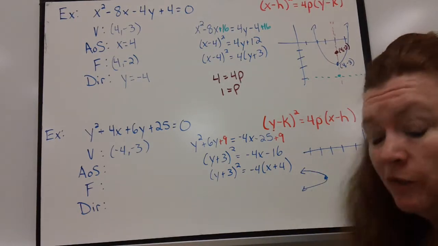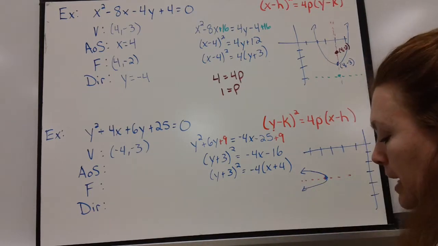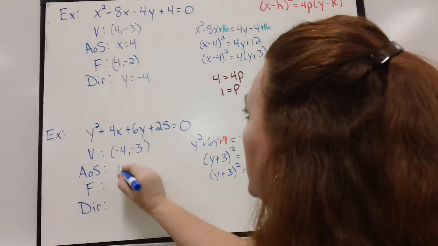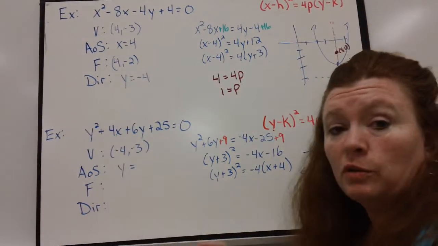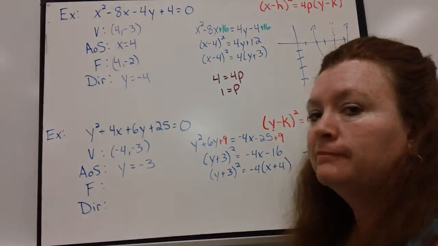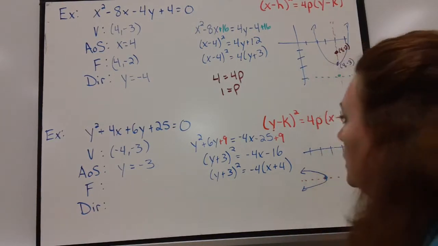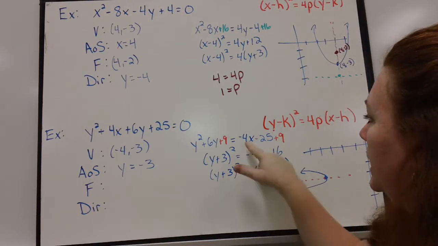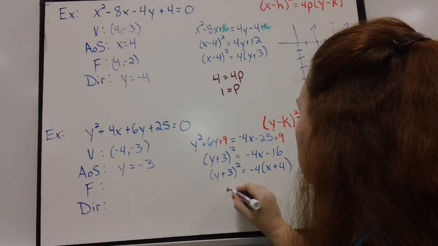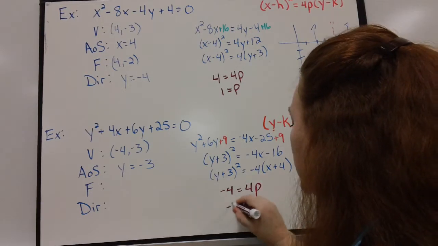Okay, so now hopefully you can see your axis of symmetry is a horizontal line. And the equation of a horizontal line is a y equals. So y equals, it goes through the vertex, so what does y equal? Negative 3. All right, now, where's my focus? Well, let's figure something out first. 4p is negative 4. Divide by 4, and p is negative 1.